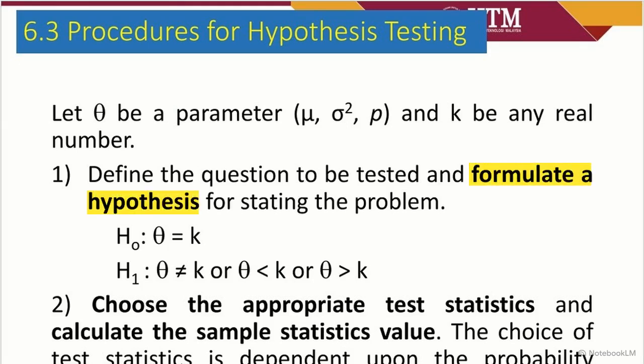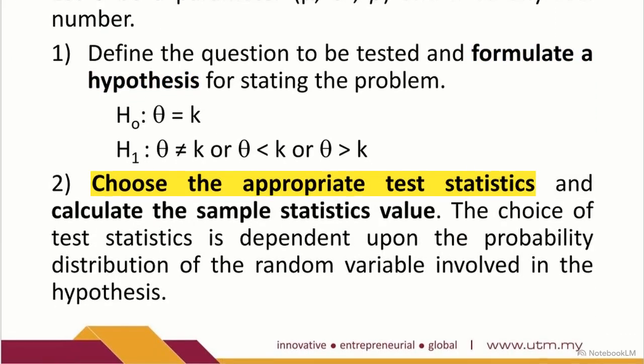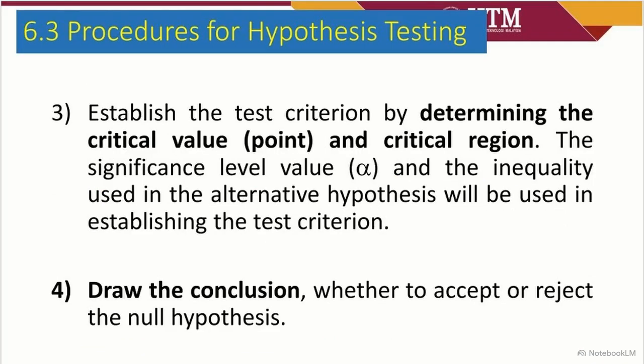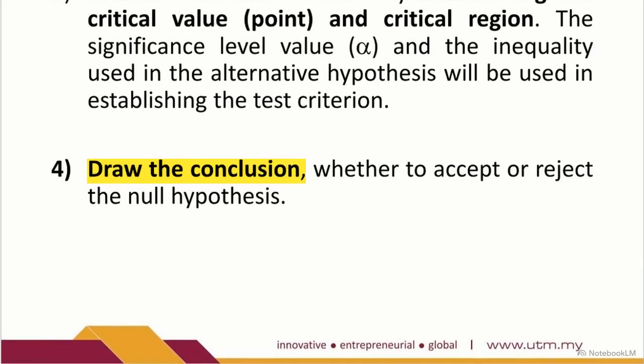As this slide outlines, we begin with Step 1, define the question and formulate a hypothesis. Then, Step 2, choose the appropriate test statistic based on the distribution of our data. Moving to the next slide, we complete the procedure. Step 3 is establishing the test criterion, setting up a critical value and region. Finally, Step 4 requires us to draw a conclusion, deciding whether to accept or reject our hypothesis.